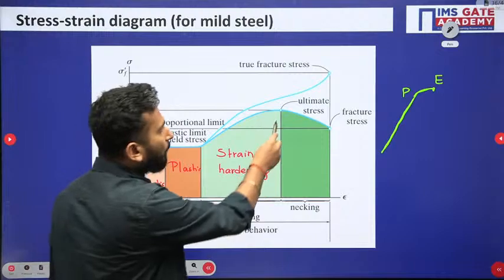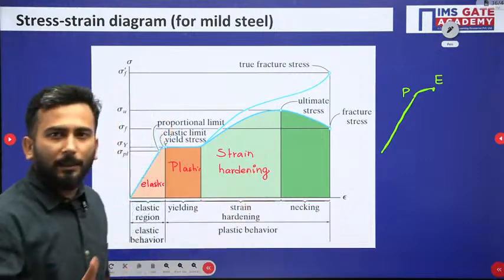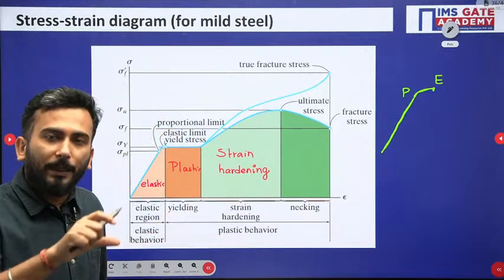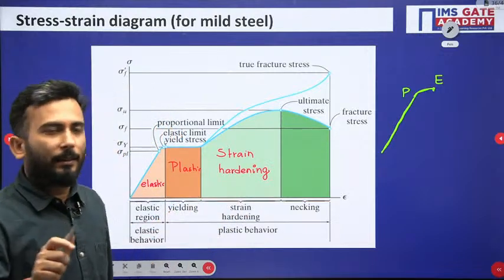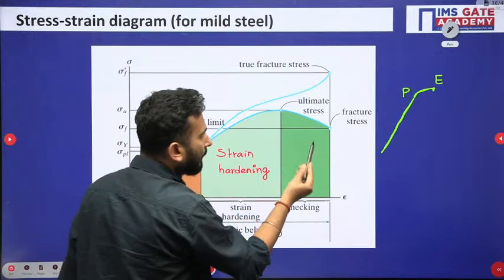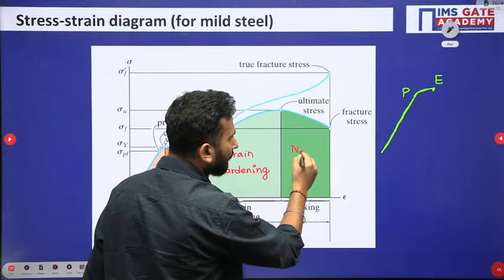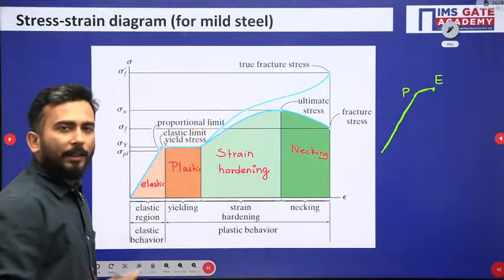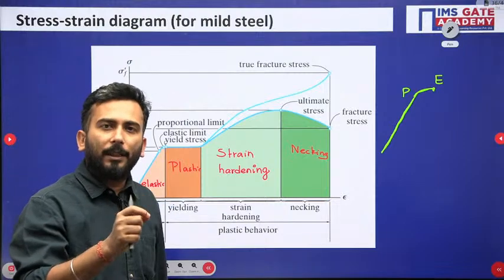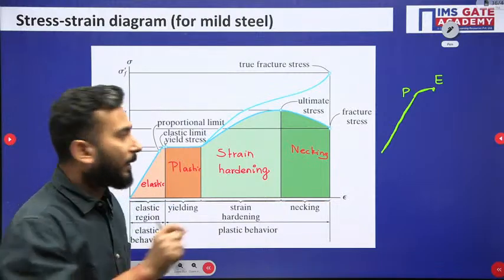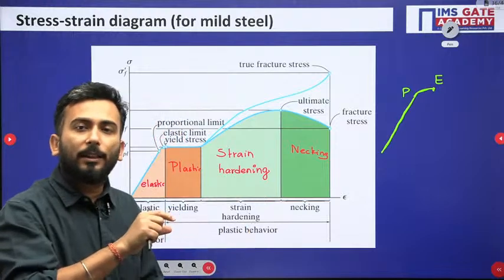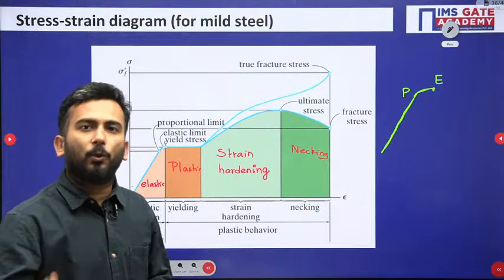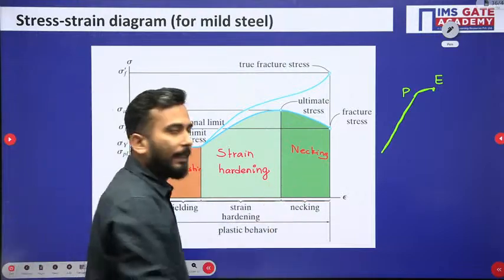And the topmost point, the maximum limit, is known as the ultimate stress, and after that what happens? The material begins to fracture, and this is known as the necking region. Till the strain hardening region, your sectional area will continue to decrease, but in the necking region it fails all of a sudden. When it will decrease and when it will fail, you don't know. So that is the feature of the necking region.